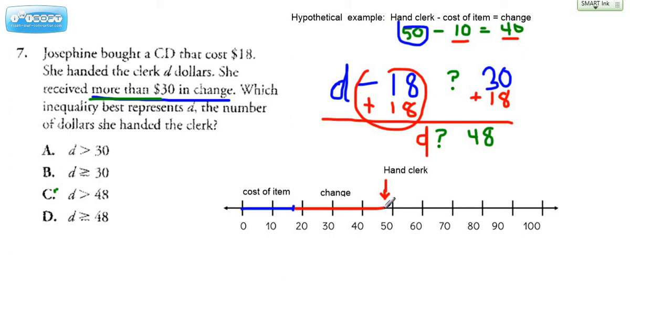So if we extend this line to maybe be here, for example, to make that amount actually what I have represented in yellow, right? Let's say that that's the change. What's a potential value for that yellow line? Because that's what they want to know. They want to know which inequality best represents D, the number of dollars she handed the clerk. So we need to know this amount. See, we got to move this over. We need to figure out this amount. What does that have to be? Because it can't be exactly that, right? It's got to be a little bit more.